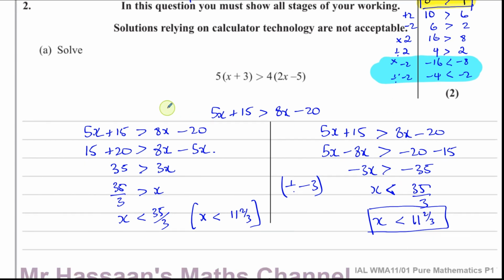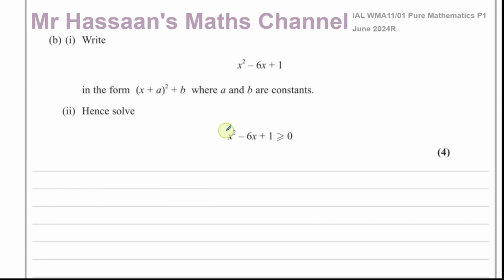Okay, so that's part A. Okay, now for B part 1. So here we're told to write x squared minus 6x plus 1 in the form (x plus a) squared plus b, where a and b are constants, and hence solve the inequality x squared minus 6x plus 1 is greater than or equal to 0.